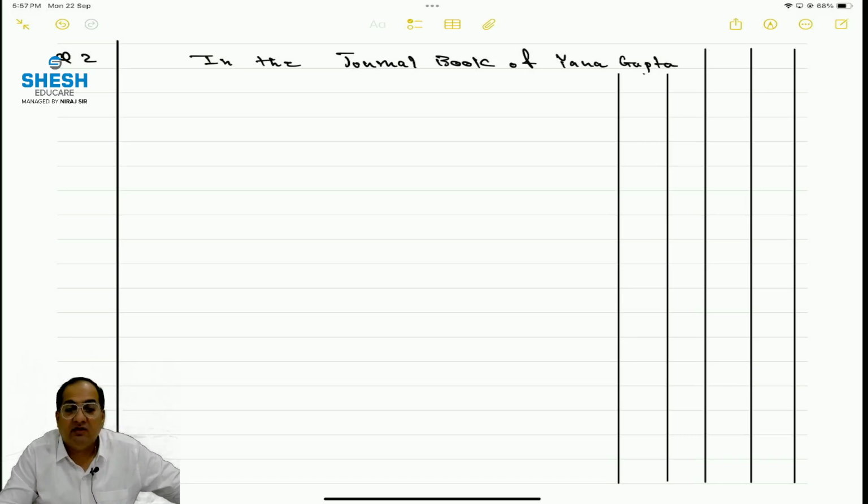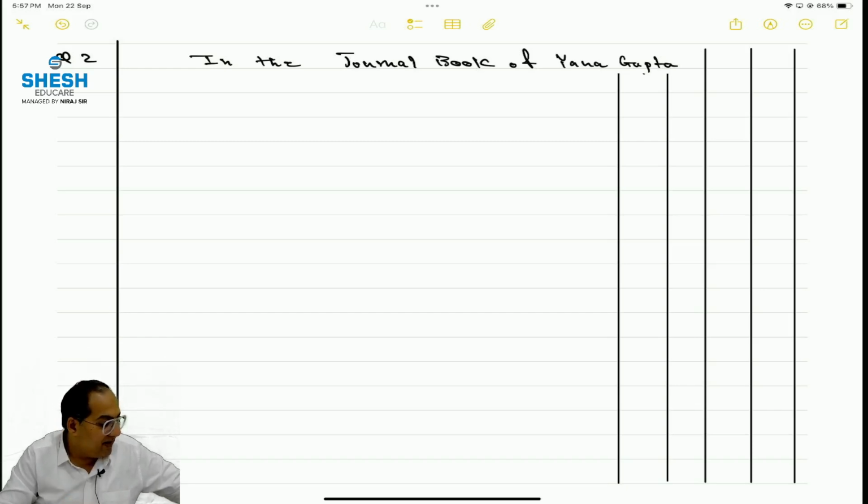Received salary. Again, received means what have you received? Cash. So above received you write cash account, which is a real account, and salary account, nominal account. Perfect, everyone. Okay, next. Paid cash to Miss India. Cash account is a real account. Miss India's account is a personal account.